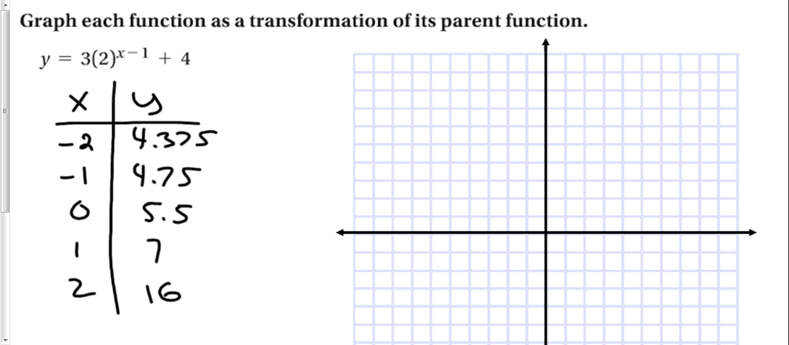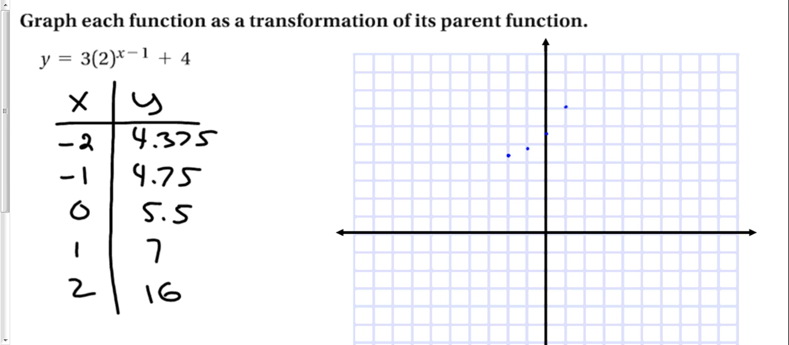Let's graph it. We'll graph it in blue again. So -2, 1, 2, 3, 4.375. Right about there. -1, 2, 3, 4, right there. 0, 5.5. 1, 7, 2, 16 is off the chart. All right. So this one is kind of a little bit harder to get the shape of.